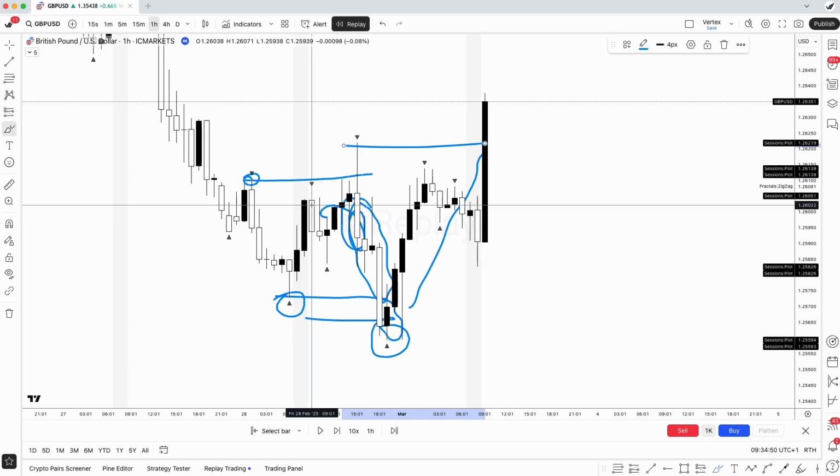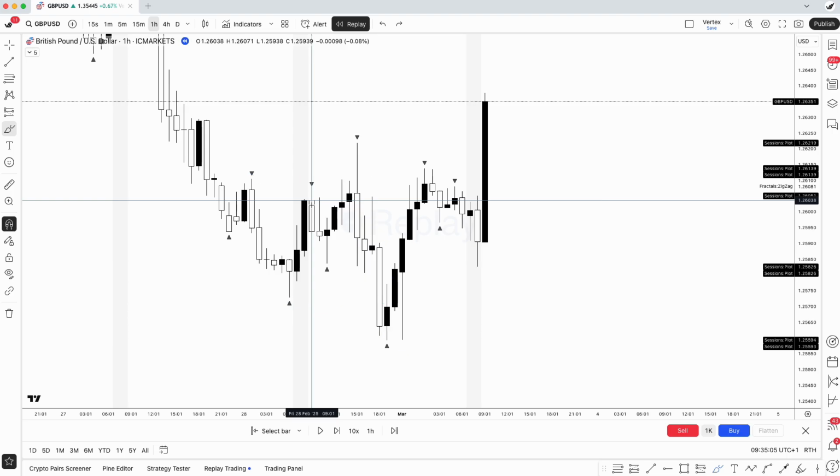This gives you a foolproof way of identifying your ranges, a foolproof way of identifying your highs and lows, and where your sweeps actually are and which sweeps are actually valid. Okay, so let's get rid of all my drawings.